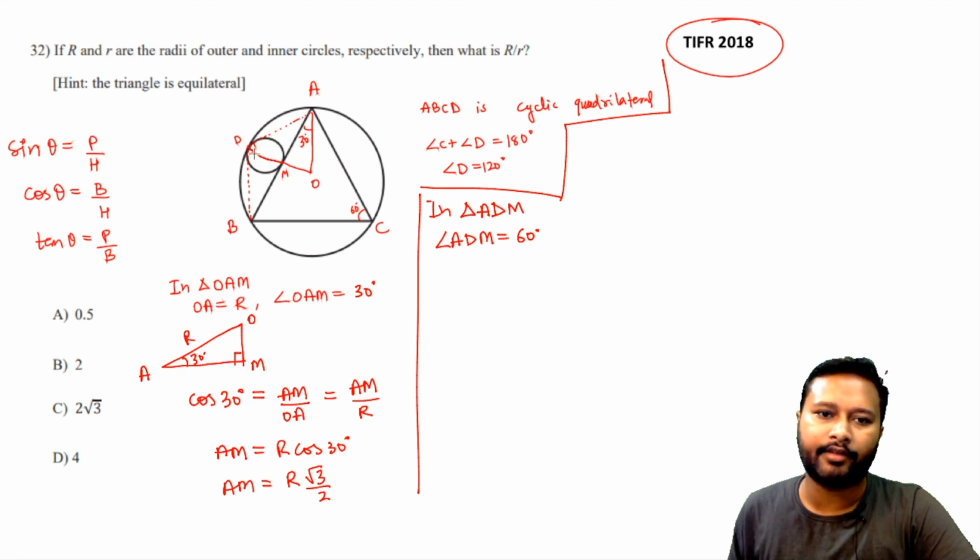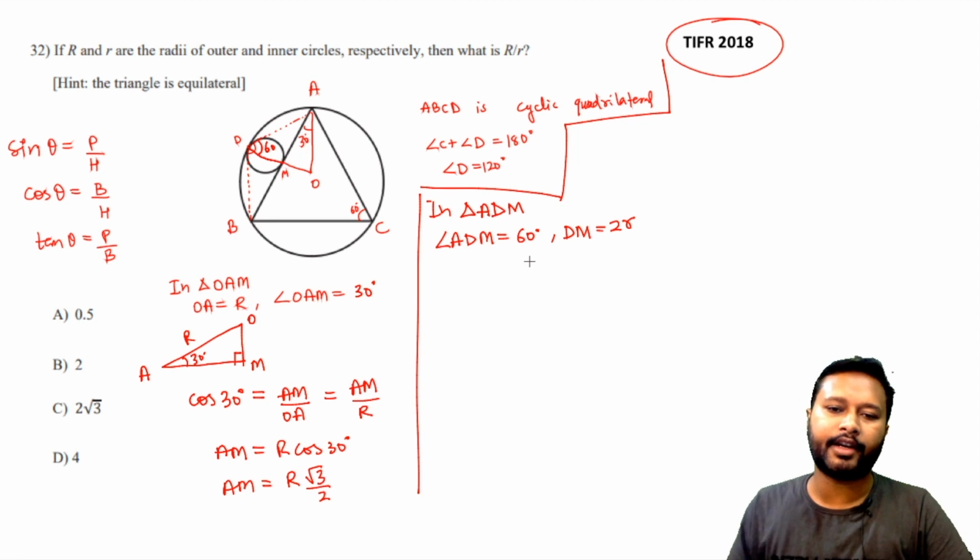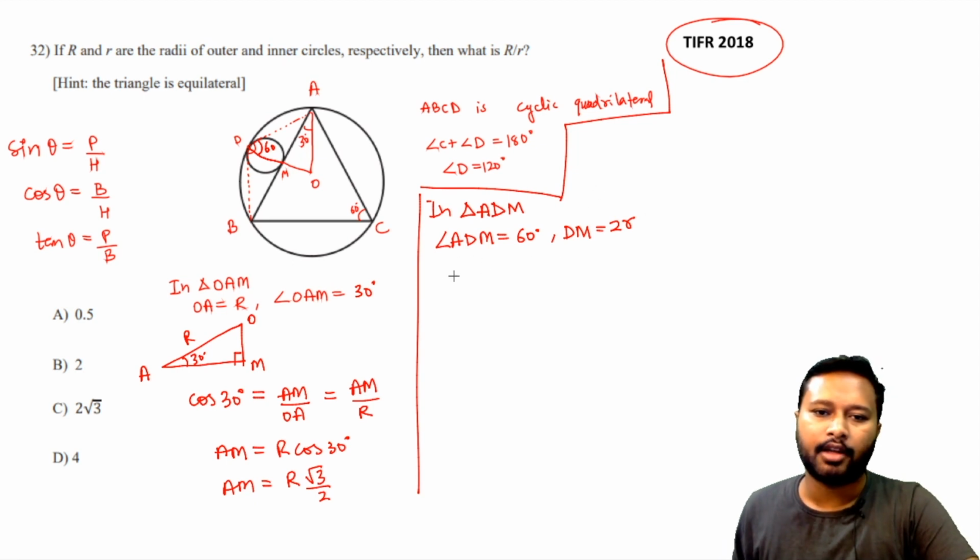And just now I have divided that angle into equal parts, so that makes this angle 60 degrees. I also have DM. DM will be the diameter of this smaller circle, and that will be equal to 2r. Small r is the radius, so 2r will be the diameter. Now I'll just draw this triangle once again so that it becomes easier for you to understand.